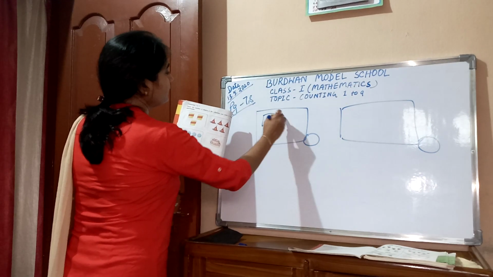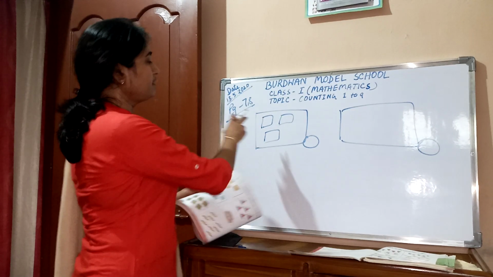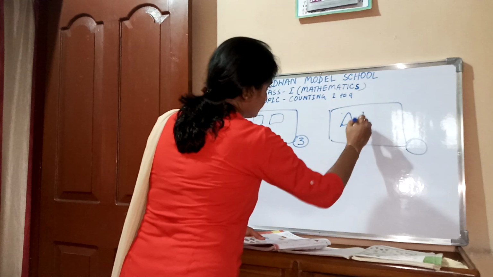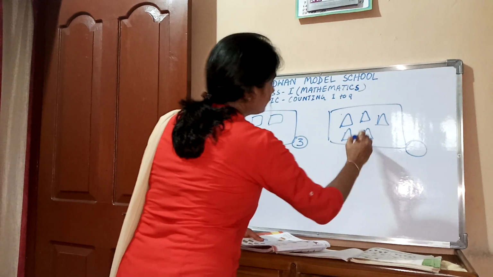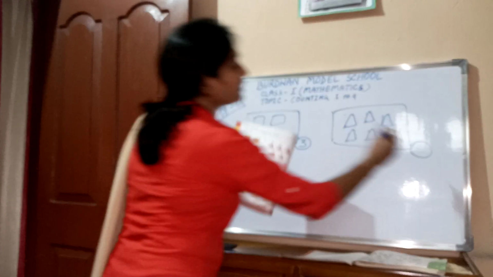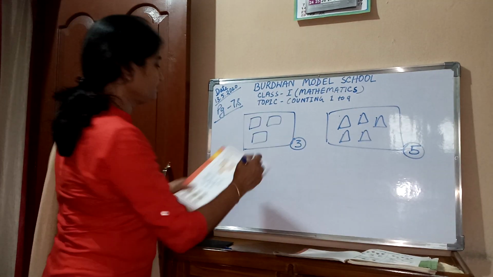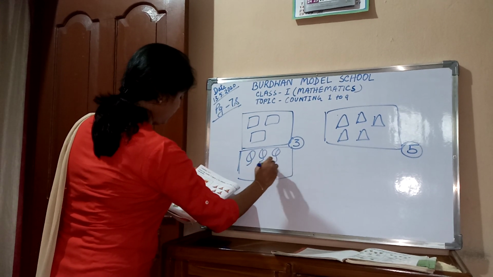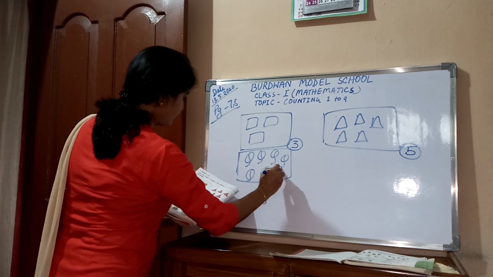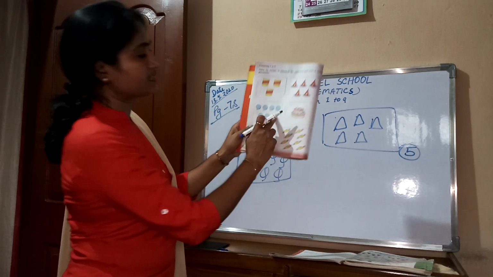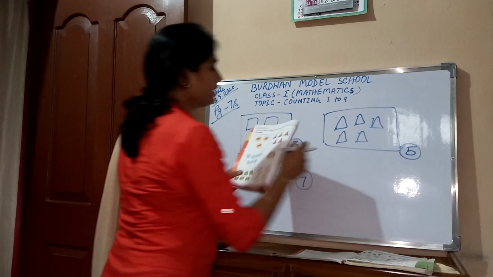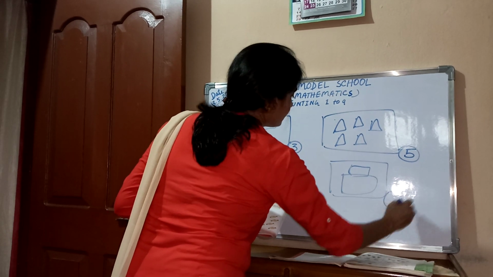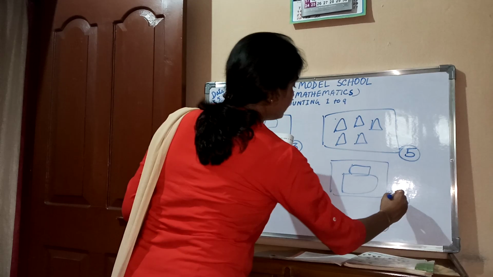How many objects? 1, 2, 3. Write over here 3. And the next. Count it. How many? 1, 2, 3, 4, 5. Write over here 5. And the next. 1, 2, 3, 4, 5, 6, 7. Write over here 7. And then is 1. So write over here 1.